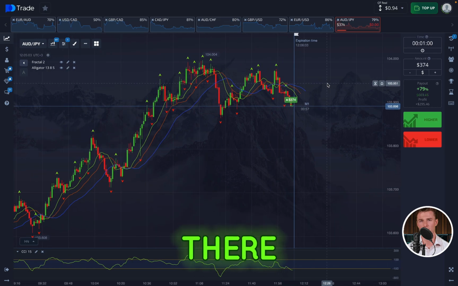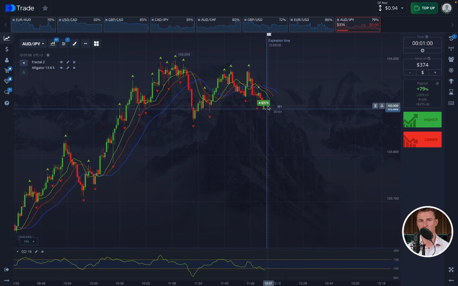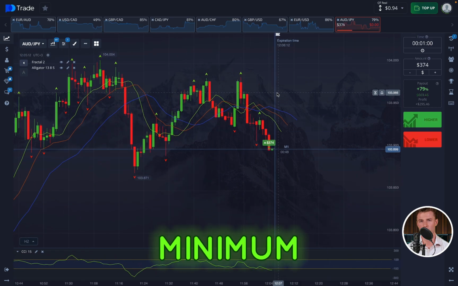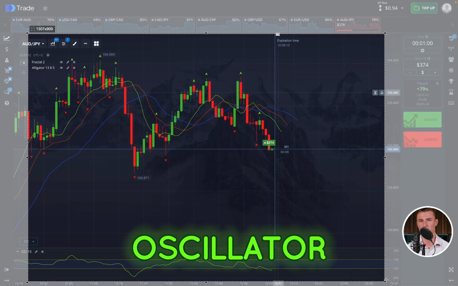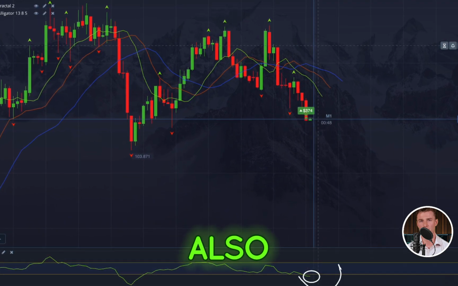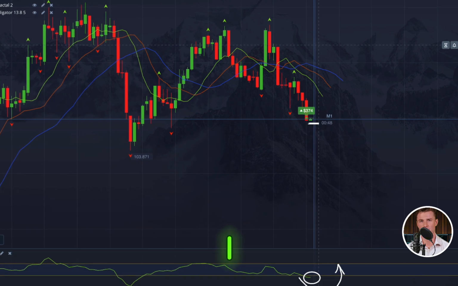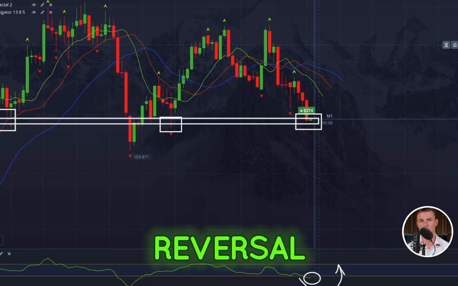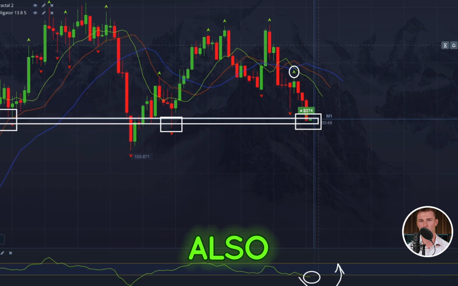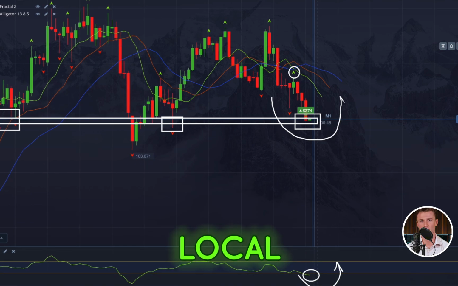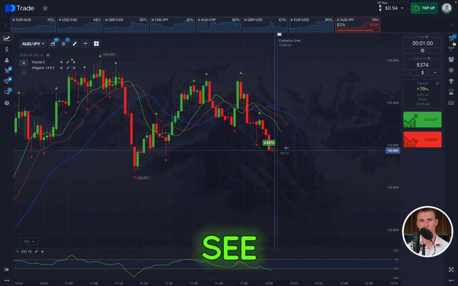I think there is a good touch point. And in general here, I think there should be an update of the new local minimum. Also, the moving line of the oscillator I have is in the oversold area. There may be an exit. Also, I will note this touch point. In general, there is a potential for a reversal. Earlier, the local high has also been updated by its logic. The local low should be updated. Let's see the result.